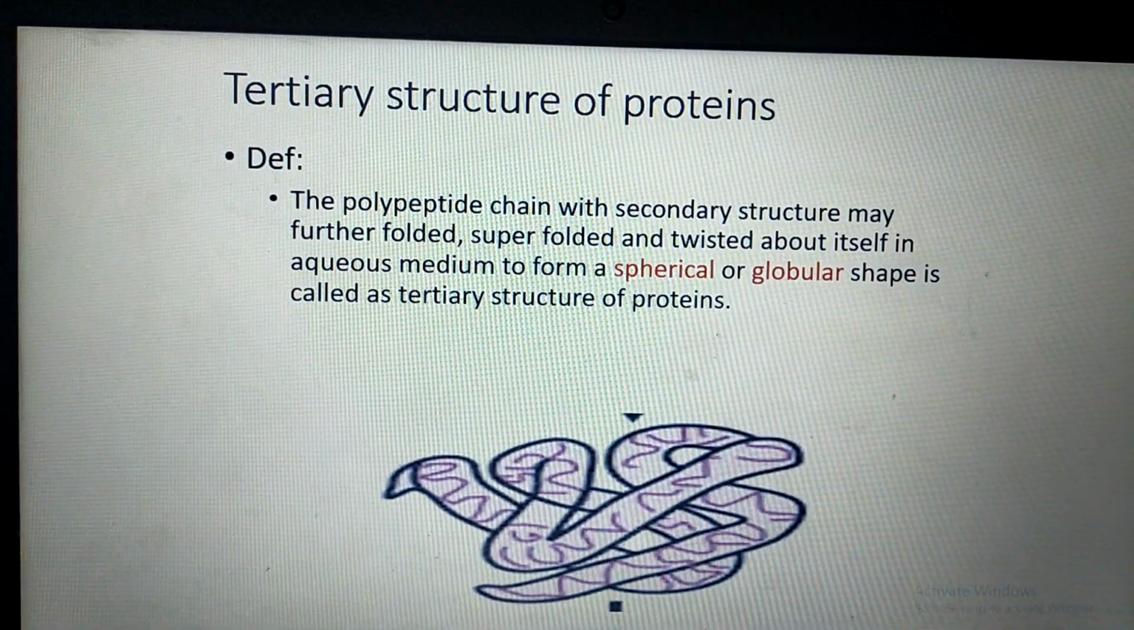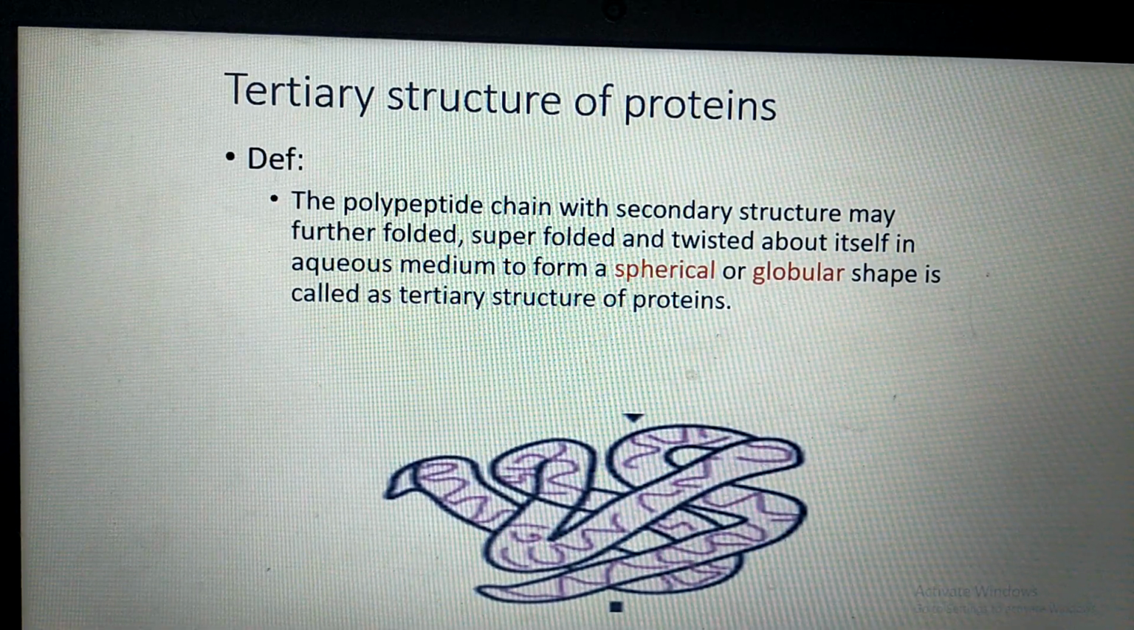Now tertiary structure of proteins. The polypeptide chain with secondary structure may be further folded and superfolded and twisted about itself in an aqueous medium to form a spherical or globular shape, which is called the tertiary structure of protein. That means the secondary structure is superfolded so that it can be accommodated in a small space. Such a structure is called the tertiary structure of protein.